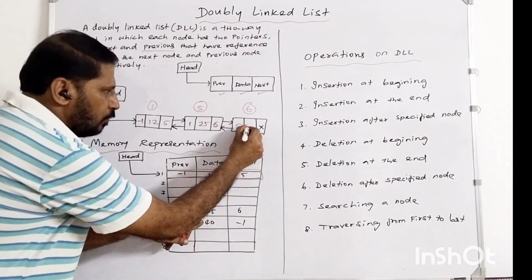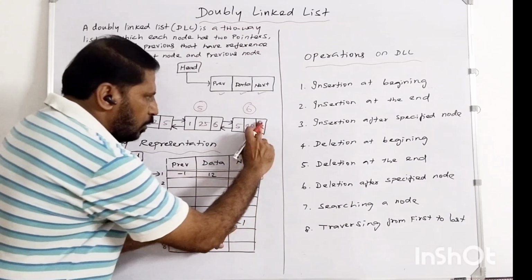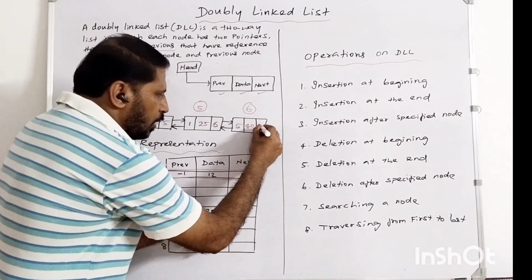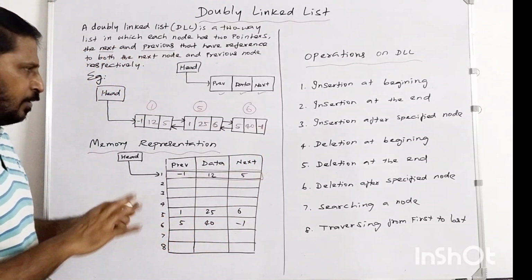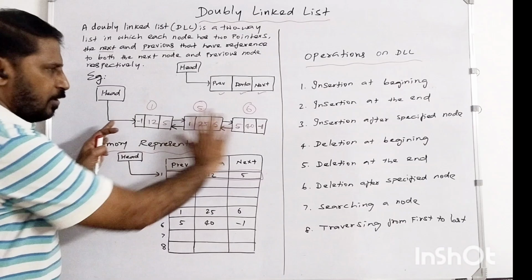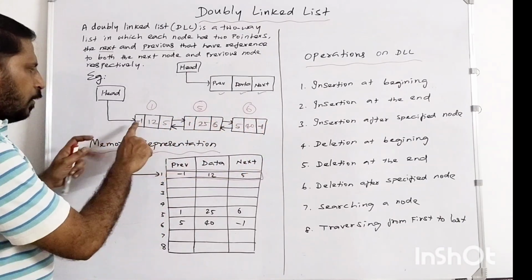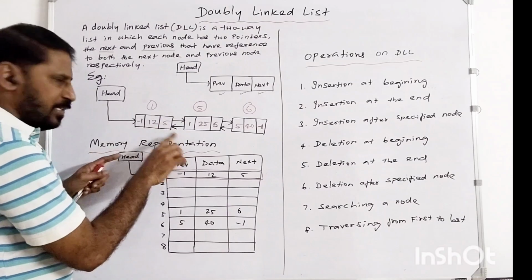What is the data value? The data value is 40. And what about the next node? There is no next node here, so that's why it is -1. So this is the memory representation of the three nodes. Through this way only we are going to examine each and every node.